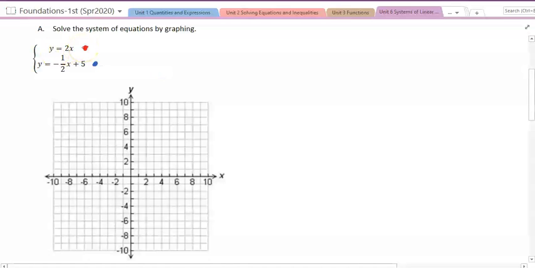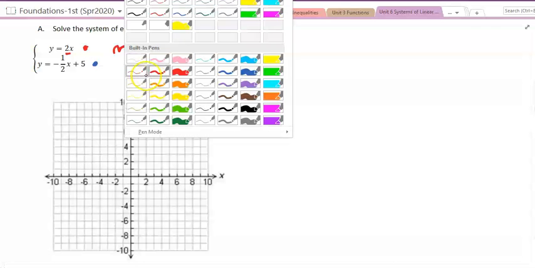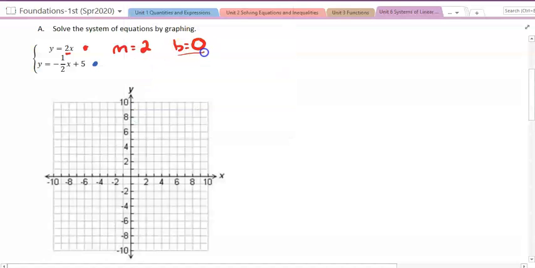Well, this is in slope-intercept form, so I'm going to have an m, my slope. Remember, that's the part attached to the x in slope-intercept form, and that's 2. Our y-intercept is the b, but there's no plus or minus back here. So what would be our b? Well, if there's nothing there, it is 0. To graph this line, come to our coordinate plane. My y-intercept is 0, so that'll be the origin.